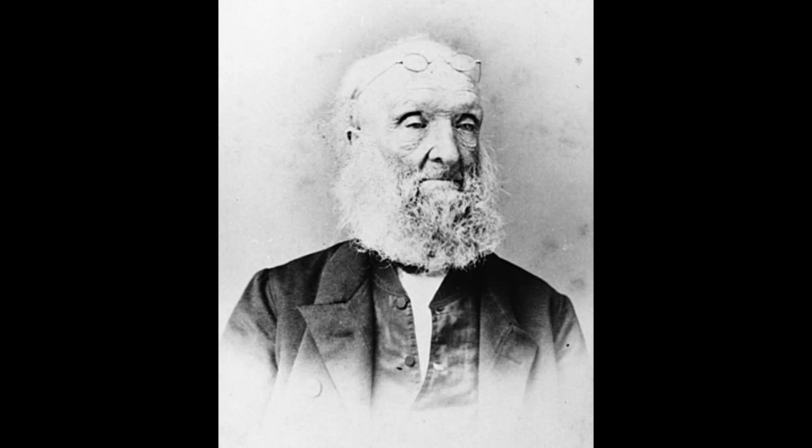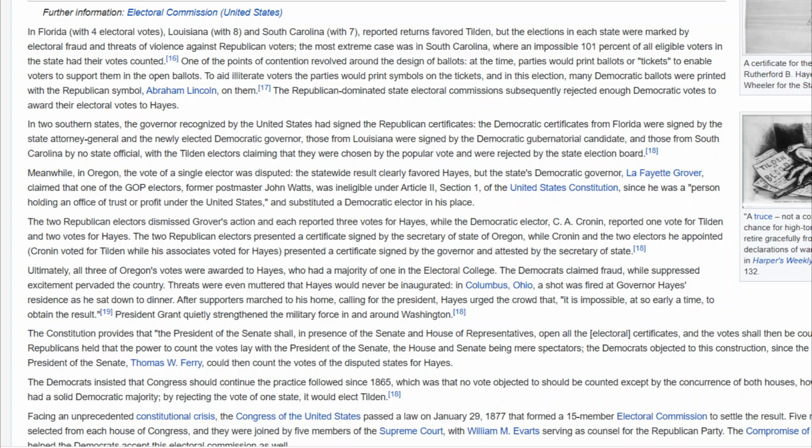The two Republican electors dismissed Grover's action and each reported 3 votes for Hayes, while the Democratic elector, C.A. Cronin, reported 1 vote for Tilden and 2 votes for Hayes. The two Republican electors presented a certificate signed by the Secretary of State of Oregon, while Cronin and the 2 electors he appointed presented a certificate signed by the governor and attested by the Secretary of State.